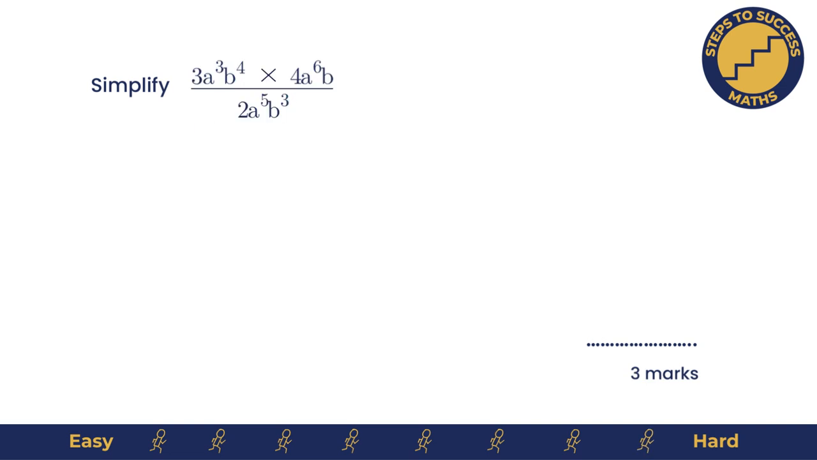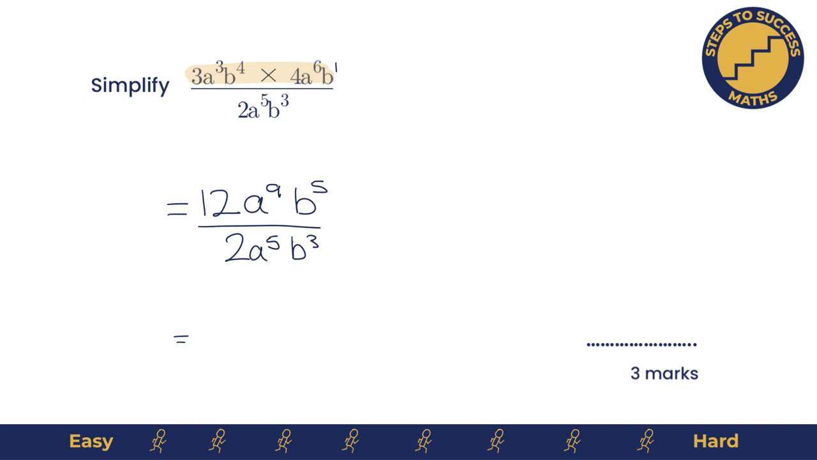Okay, and a nice complicated one as our last question. So it's got lots of calculations in this. Let's start by doing the top line first. It's a multiply. So 3 times 4 for the number part, that's 12. A to the 3 times a to the 6, add the powers, that's a to the 9. B to the 4 times b to the 1, that's b to the 5. And we still need to divide it all by 2a to the 5, b to the 3.